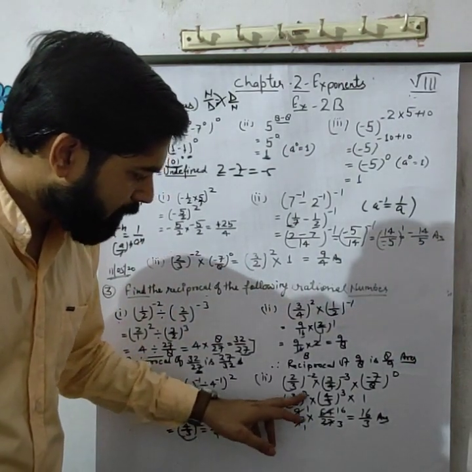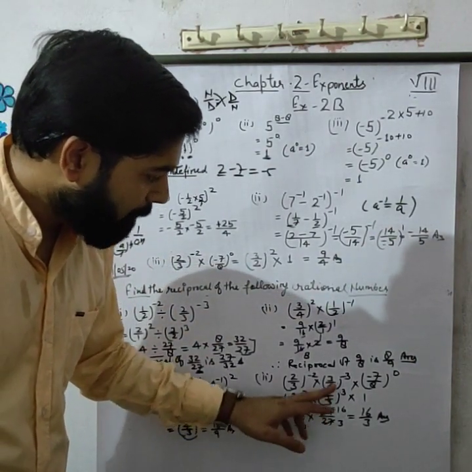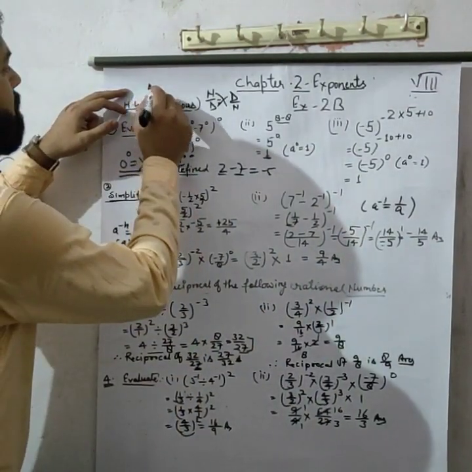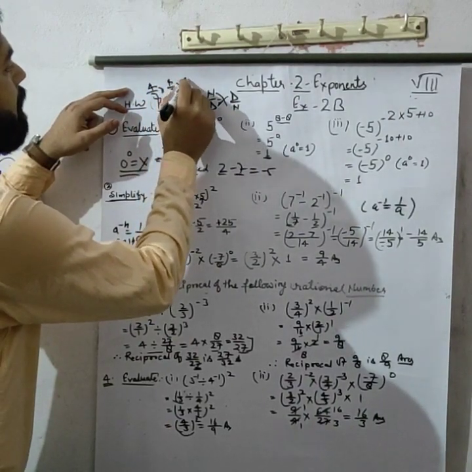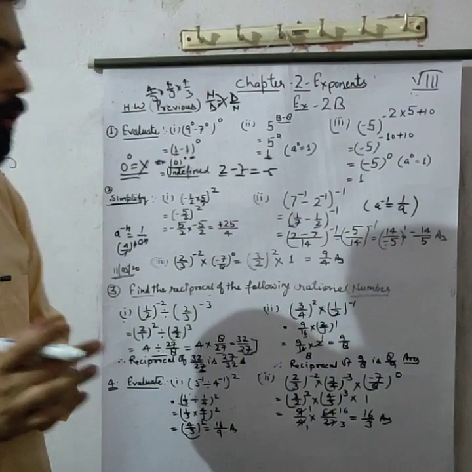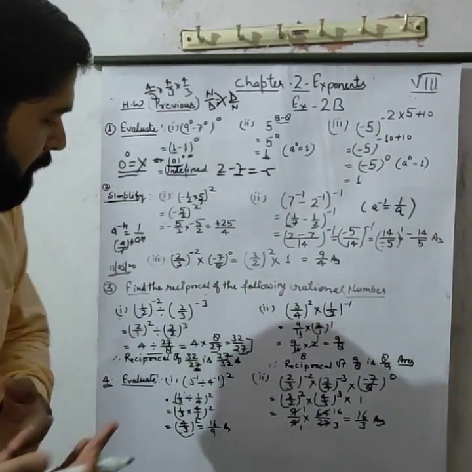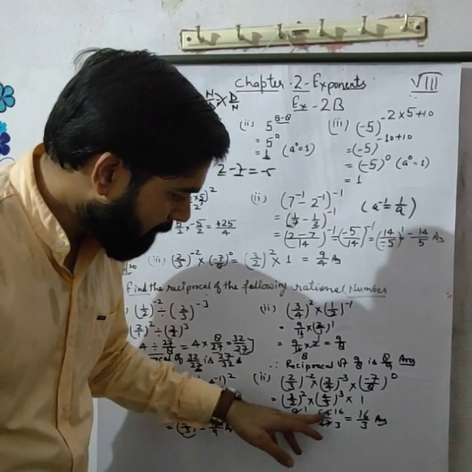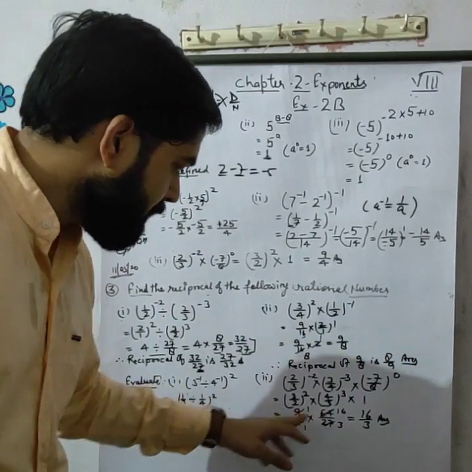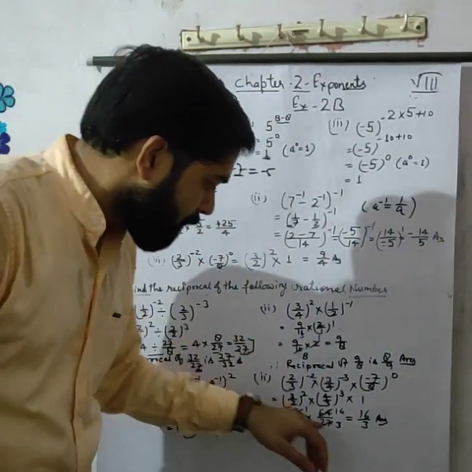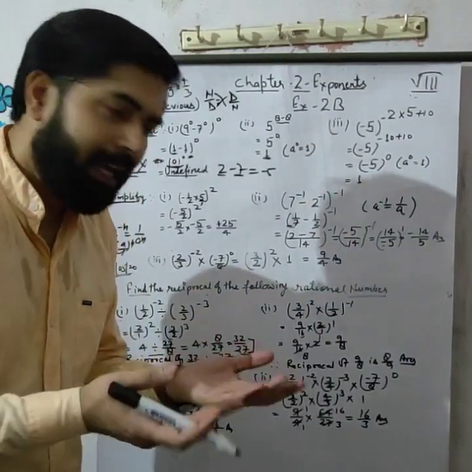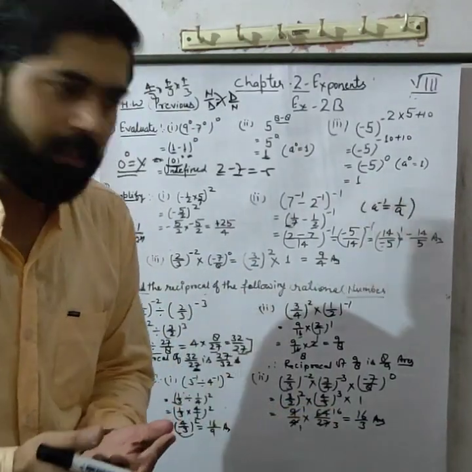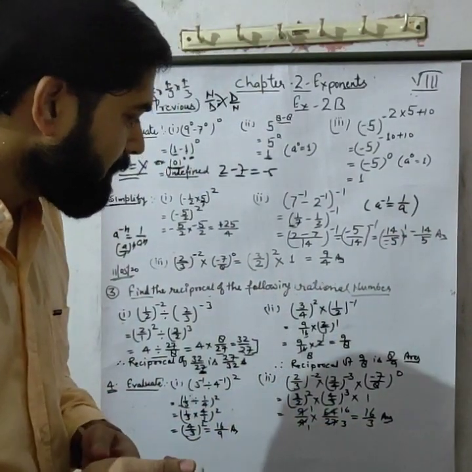Then (3 upon 2) raised to power 2 means 9 upon 4, multiplied by (4 upon 3) raised to power 3, which means 4 upon 3 multiplied how many times? 3 times. So 4 4s are 16, 16 4s are 64, 3 3s are 9, 9 3s are 27. So 9 upon 4 multiplied by 64 upon 27. 64 is divisible by 4 and 27 is divisible by 9. So 9 ones are 9, 9 3s are 27, and 4 ones are 4, 16 4s are 64. Then what will the answer be? We have 16 upon 3.